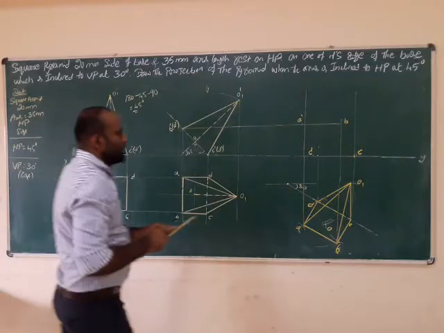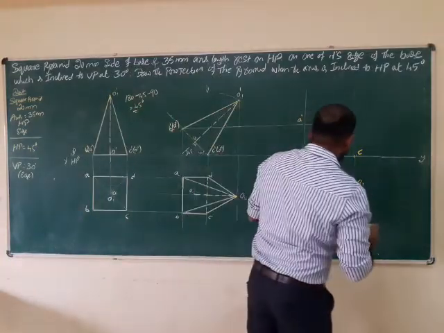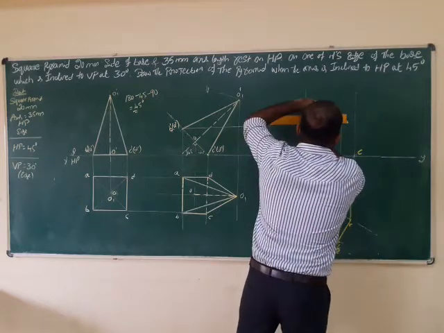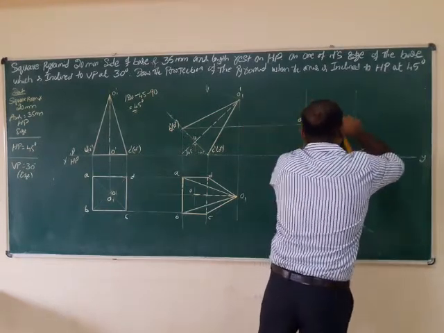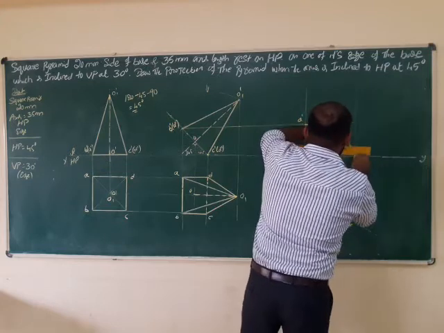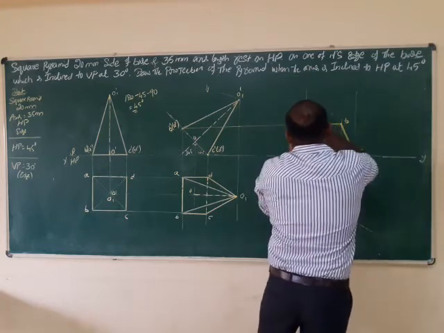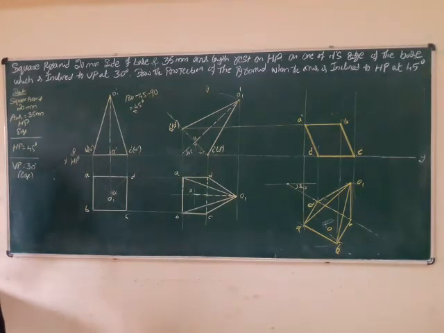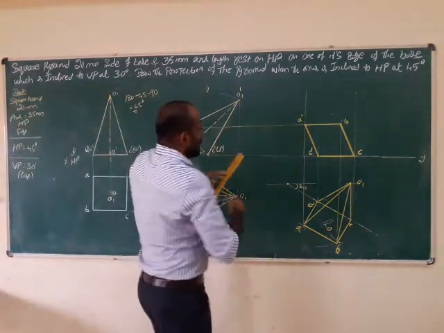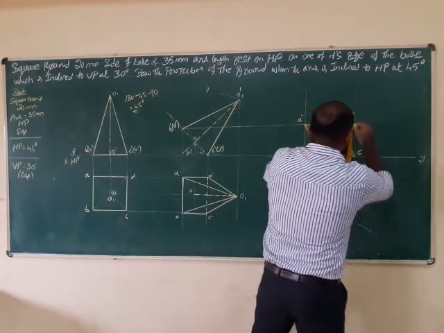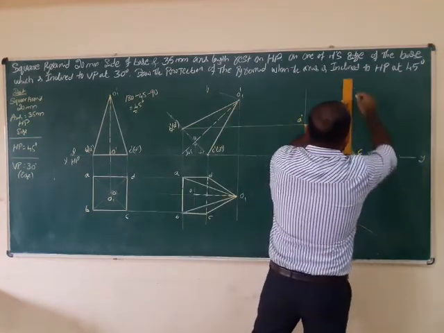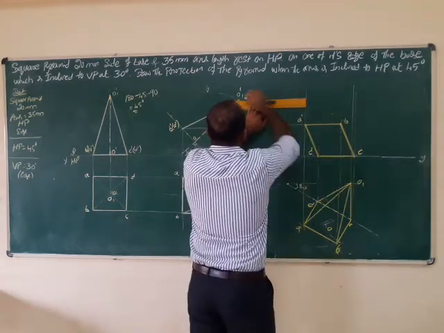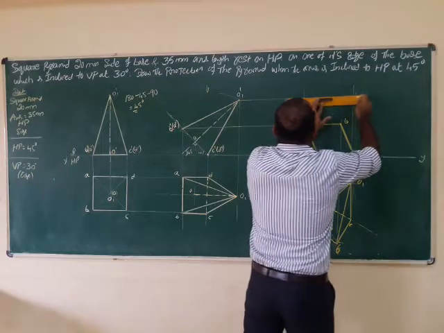Now we join all the points: A, B, C, D, A. Now O needs to be projected. O. This point is called O1.